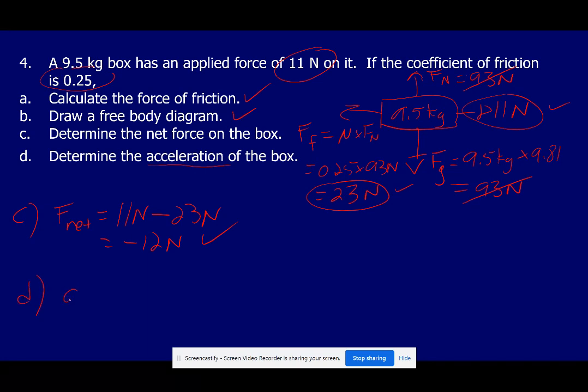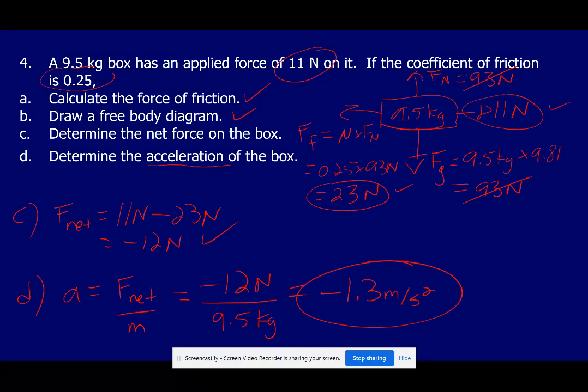And then finally, D, find the acceleration. Remember, Newton's second law is F net over m. A equals F net over m. Now we know the net force is negative 12 newtons, and we know the mass from the original data in the problem. So it's going to just be negative 12 divided by 9.5, which gives me negative 1.3 meters per second squared, or you could have said newtons per kilogram if you prefer that unit.